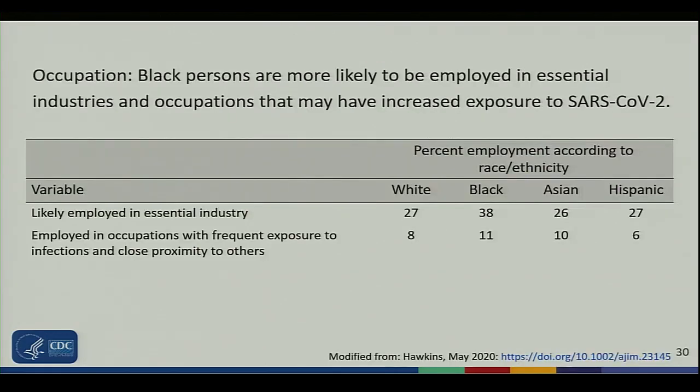Some racial and ethnic minority groups are more likely to be employed in essential industries and in occupations with more exposure to infections in close proximity to others. For example, a study by Hopkins and colleagues showed that 38% of Black persons are likely employed in an essential industry compared to 27% of white persons. Next slide.